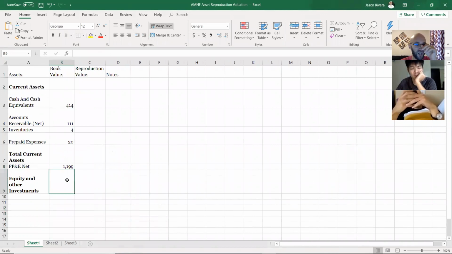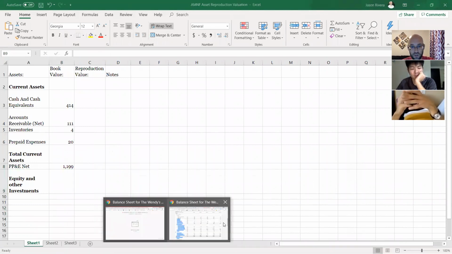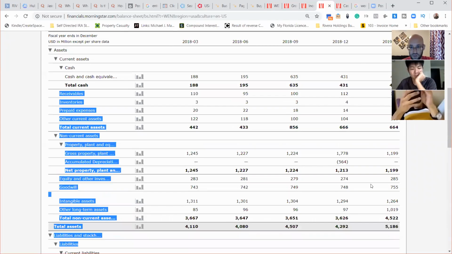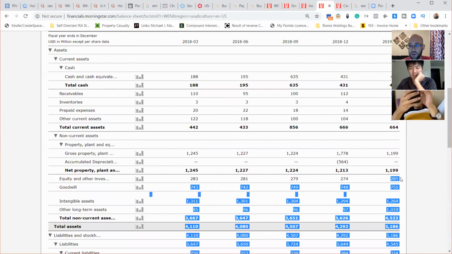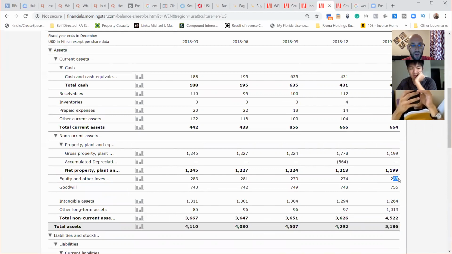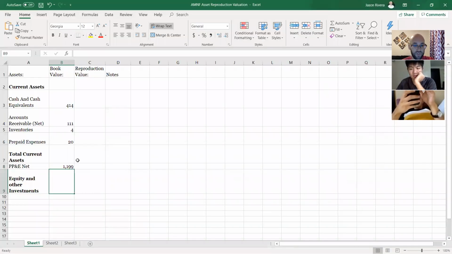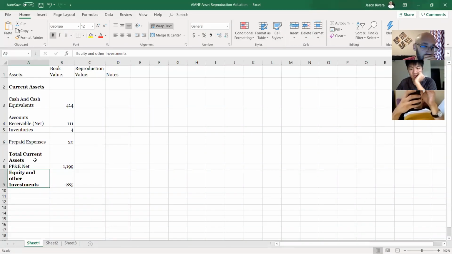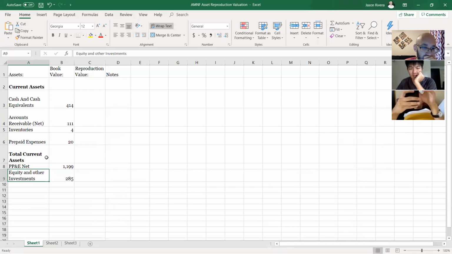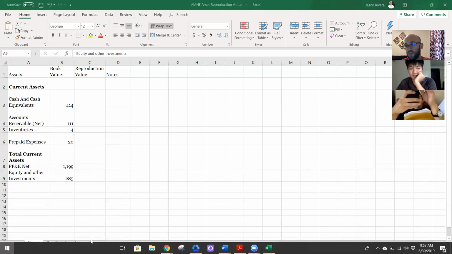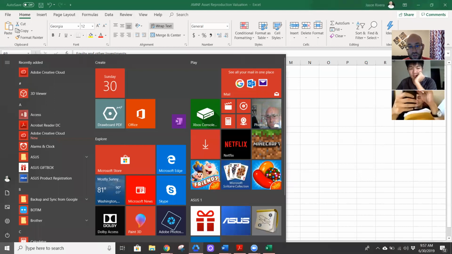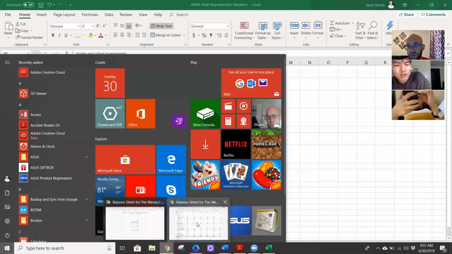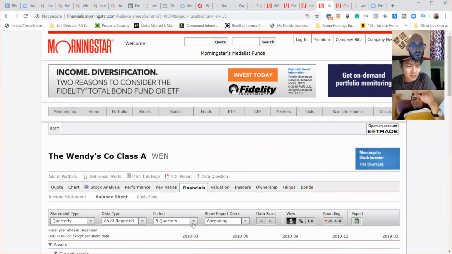What was this number? Do you guys have it up? So is it total shareholder equity? No, right here. On the equity and other investments, 285. Different number. Do you have the Wendy's Co. Class A? Is that the one? Yeah. What's the ticker? WEN.